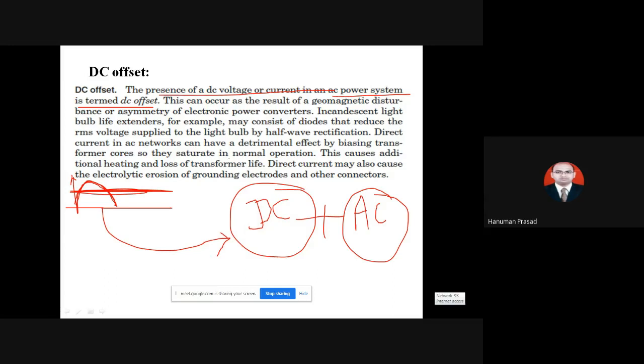तो DC offset हाफ वेव रेक्टिफायर्स जहां पे भी आपके ये यूज होते हैं, यहाँ पे इसकी वजह से क्या होता है? दैट इज द हीटिंग वगैरह आपकी प्रॉब्लम्स आर क्रिएटेड. So this is DC offset.